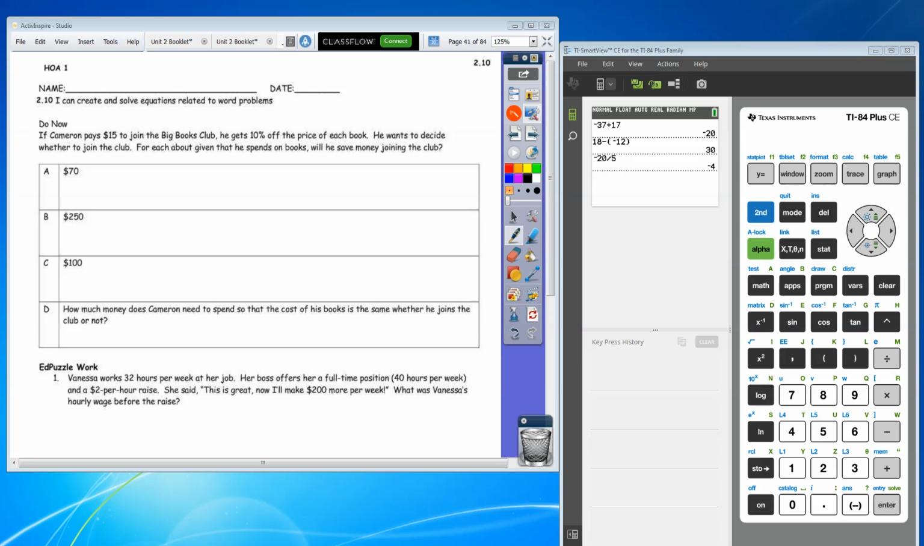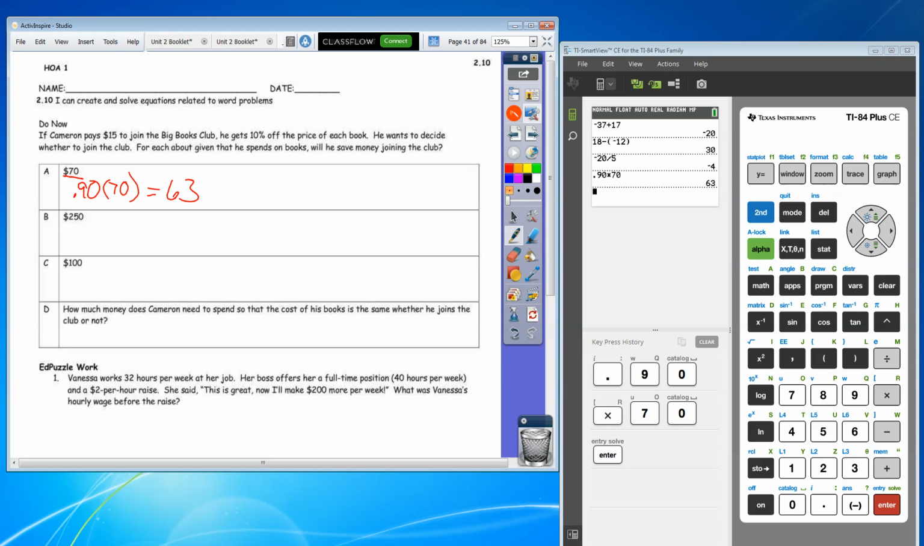If Cameron pays a $15 fee to join a book club, he gets 10% off the price of each book. Let's say that he wants to spend $70 on books. If he gets 10% off, he's only going to have to pay 90% of the original price. 90% as a decimal is 0.90, and "of" means times the $70. What's the discounted price? 90% of 70 is $63.